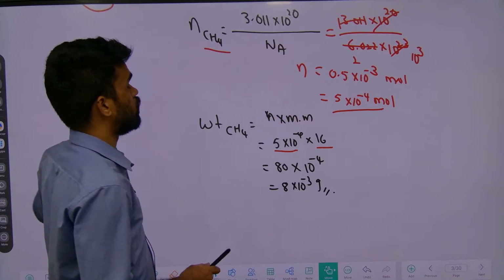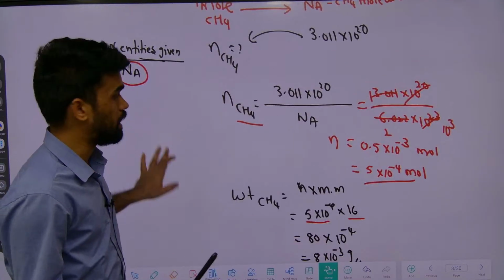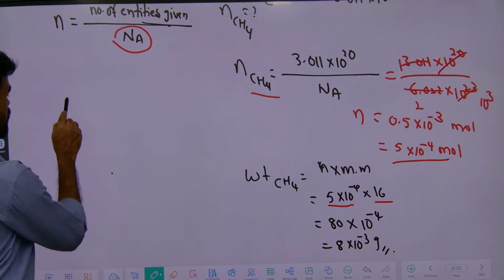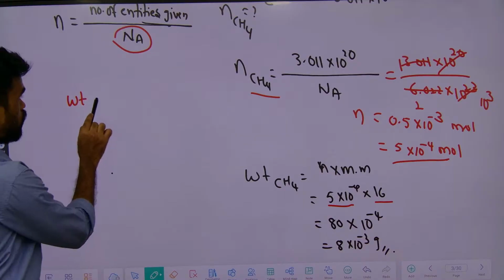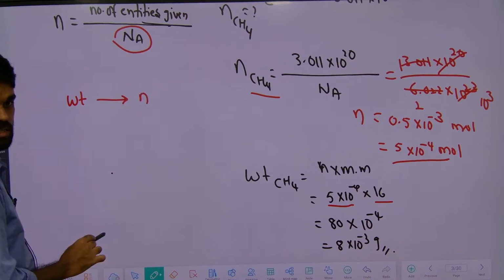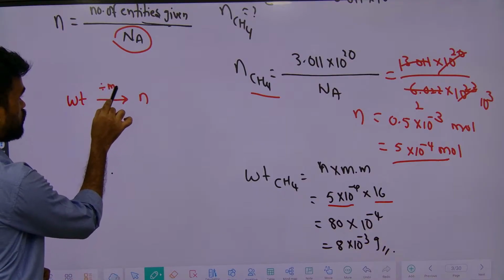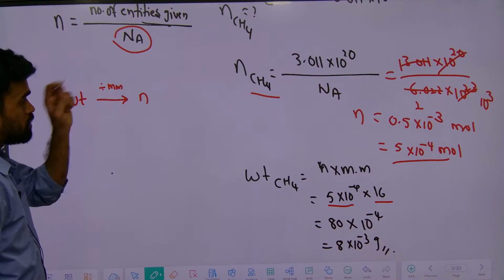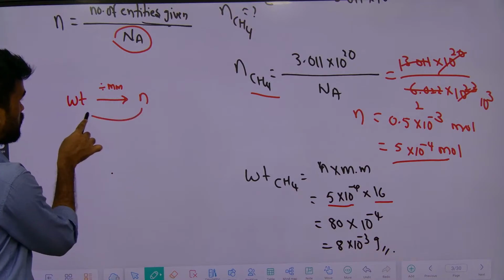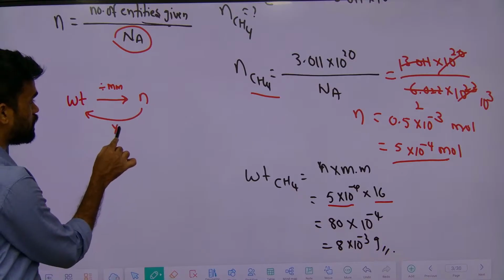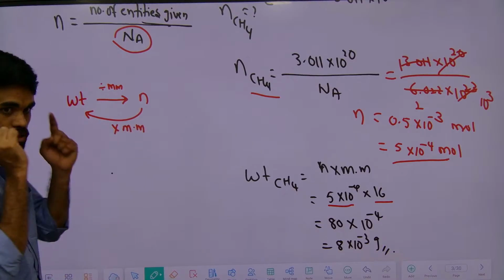Okay. Now, what you studied till now, let's make some clarity out of it. First, if weight is given, you know how to calculate moles. What you did here? Divided the given weight with molar mass. If moles only are given, you can find weight. Now what you did here? Multiplied with molar mass. This clarity you have now.